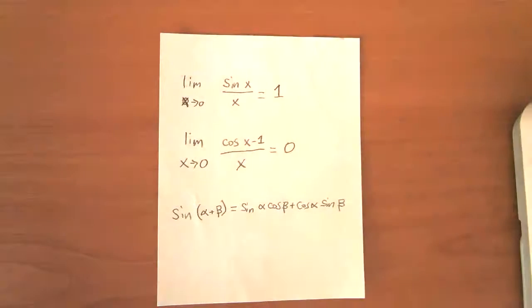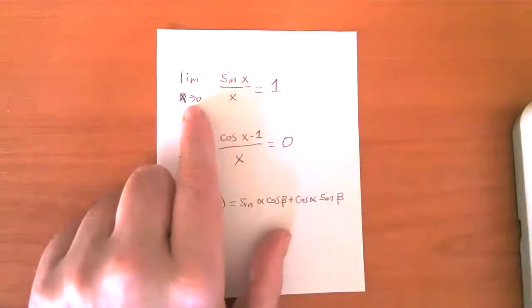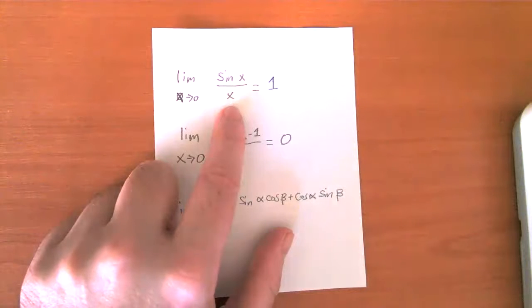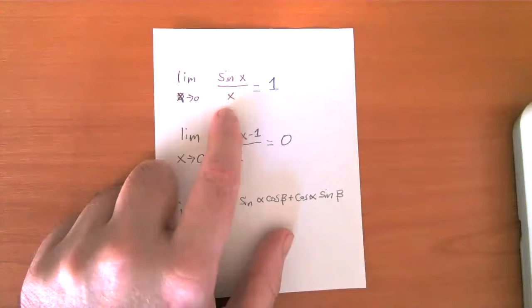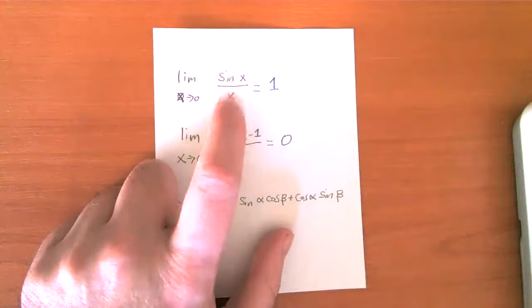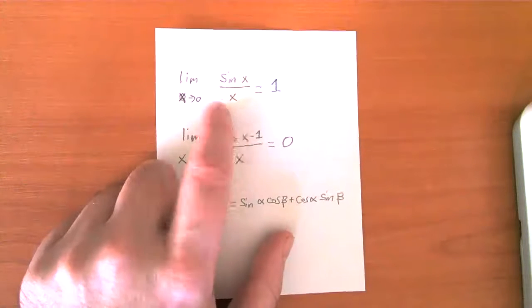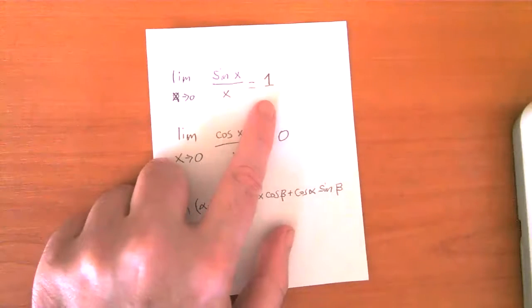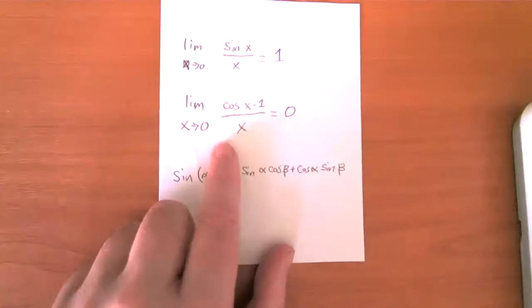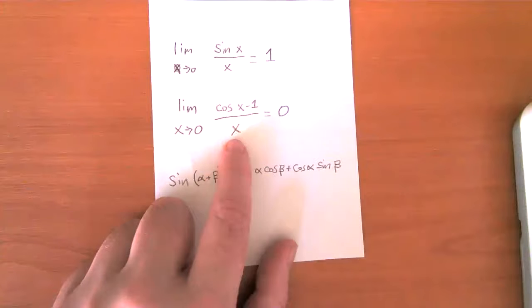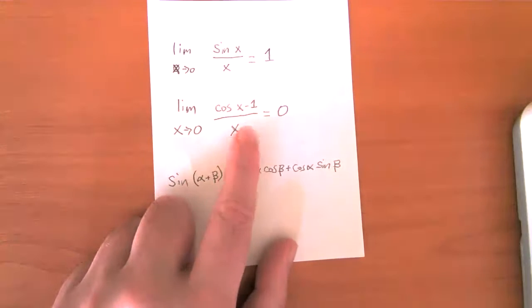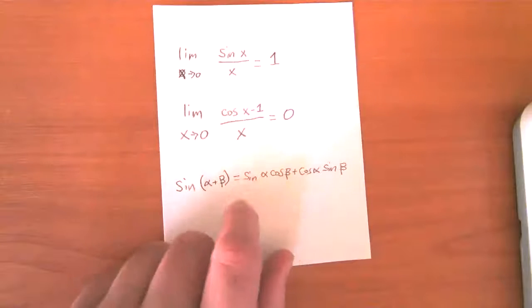All right, so here are the basic facts. Back in the limit unit, this was the first limit that we calculated just looking at tables. And it's also something that we analyzed when we looked at the squeeze theorem. So the limit as x approaches 0 of sine x over x is equal to 1. And the thing that went along with this, we talked about in the squeeze theorem video, is that the limit as x approaches 0 of cosine x minus 1 over x is equal to 0.